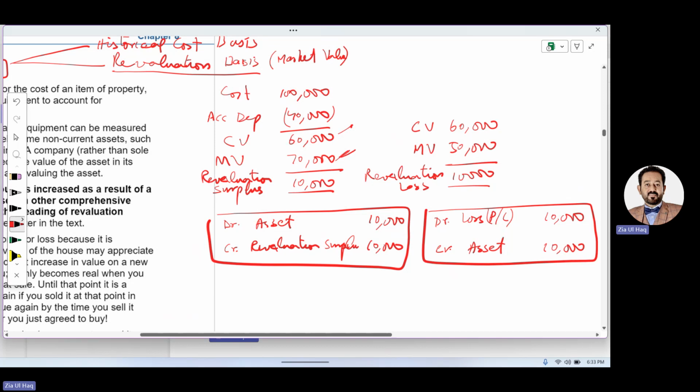Revaluation gain cannot be recorded in the profit and loss account. It will be recorded in revaluation surplus, called other comprehensive income. It will not be recorded in the profit and loss account as profit or gain. But if there is a loss, that must be recorded in the profit and loss account as a loss. The revaluation gain will not be recorded in the profit and loss account, but a revaluation loss will be charged to the profit and loss account. Is that fine?